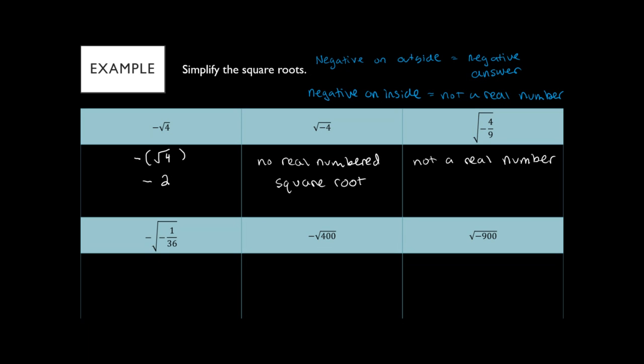Bottom left. So we've got negative square root of -1/36. So we've got a negative on the outside that tells us that we want the negative answer, but we also have a negative on the inside. What matters the most is the negative on the inside. The negative on the inside tells us this is not a real number. It doesn't matter if we have a negative on the outside, because you don't have negative not a real number. If that negative's on the inside, it's automatically not a real number.